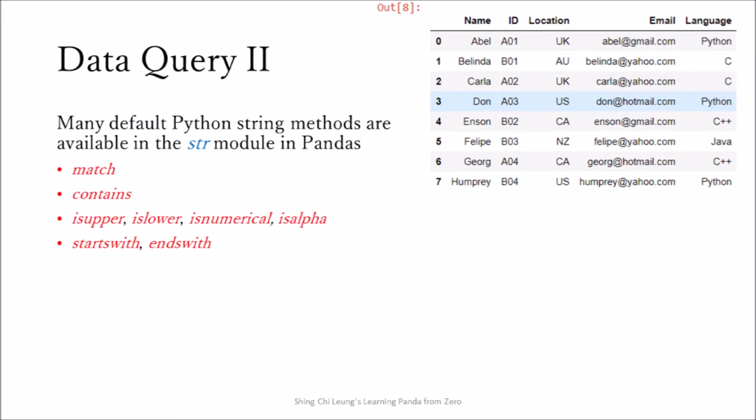For strings, there are more native methods available in Python which can be used directly in Pandas. They are stored in the module called str. As I assumed you have some basic understanding of Python, I believe these methods are quite familiar to all of you. Some of the useful ones are match, contains, and methods which check the types of characters such as isupper or islower or startswith or endswith. The usage of these functions should be readily understood by their names, so here I will only briefly describe their applications.